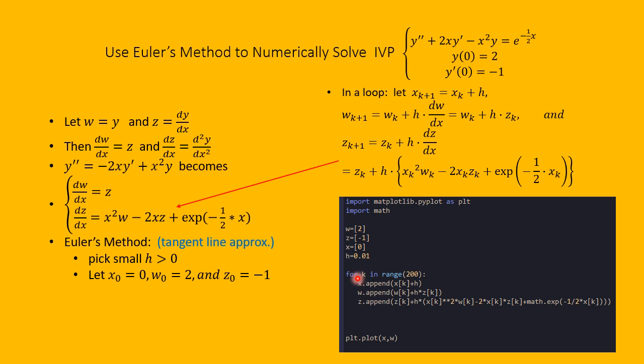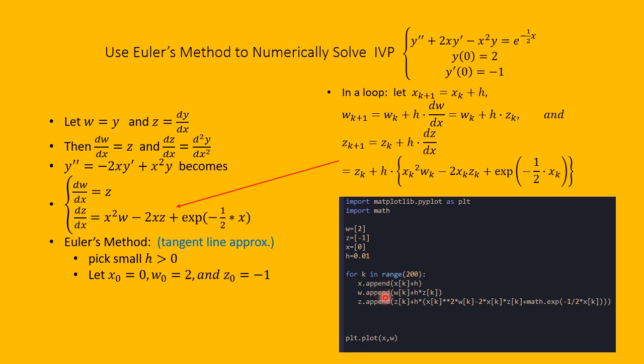So now we'll do the following. For k in range 200, so that means for k going from 0 through 199, I'm going to add an element to the x list. x.append x of k plus h. That corresponds to what we have up here. x of k plus 1 is x of k plus h.